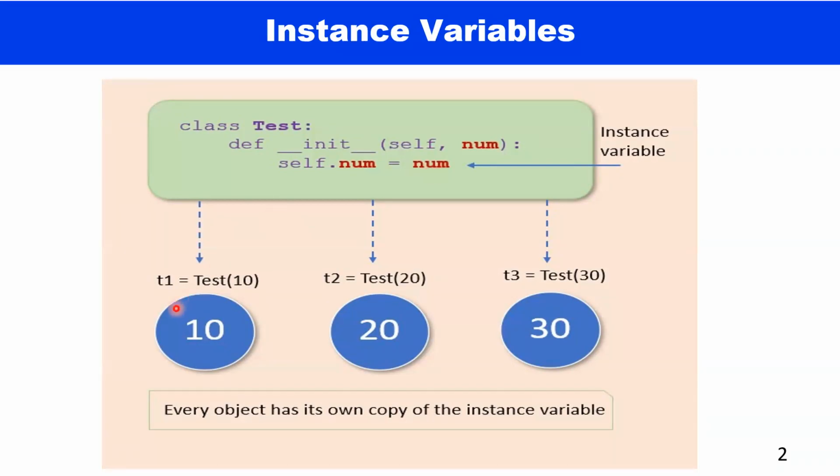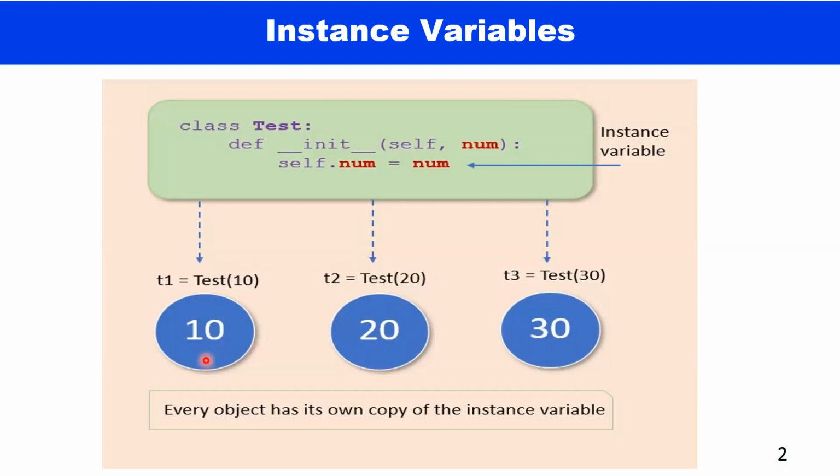When we create three different objects, T1 equal to Test(10), in that case the num attribute of T1 is assigned the value 10. Similarly, when we create another object T2 with the parameter 20, the num attribute of the object T2 is initialized to the value 20. And for the third object T3, since we are passing Test(30), the num attribute of the object T3 will be initialized to the value 30.